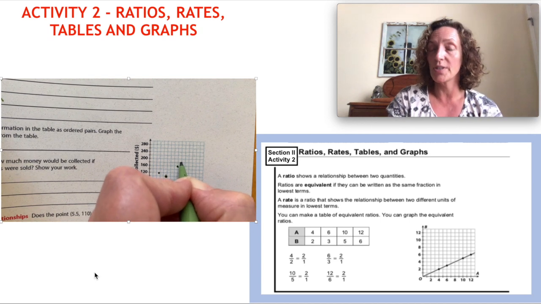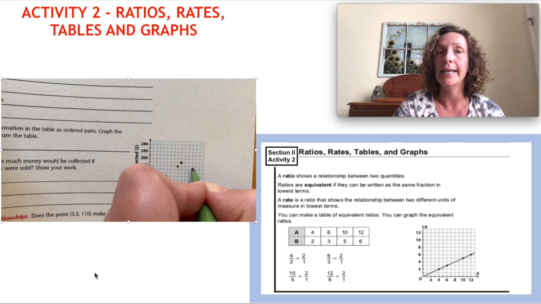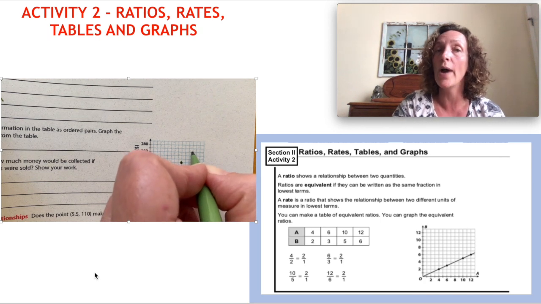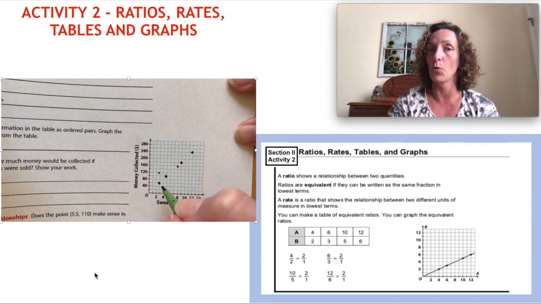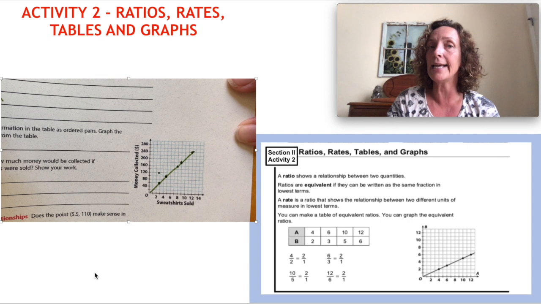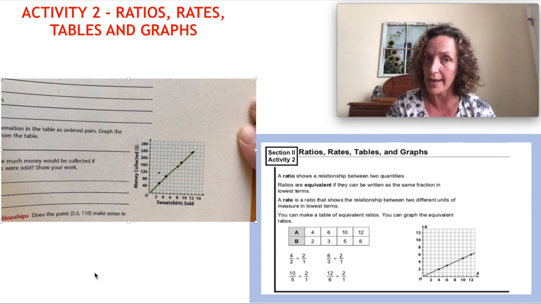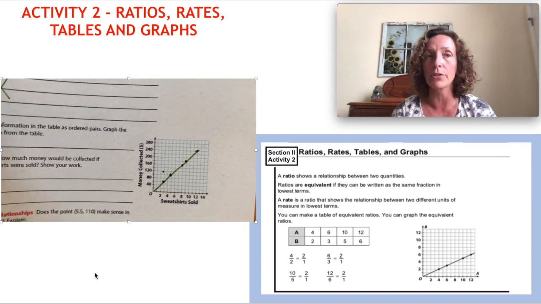9 sweatshirts was our next ordered pair, so 9 going up to $180. And last we had 12 sweatshirts. And then we go and we find 240 on the vertical. And you can connect all of those points if you would like so that you can see how they make a straight line because they are all increasing by the same amount.